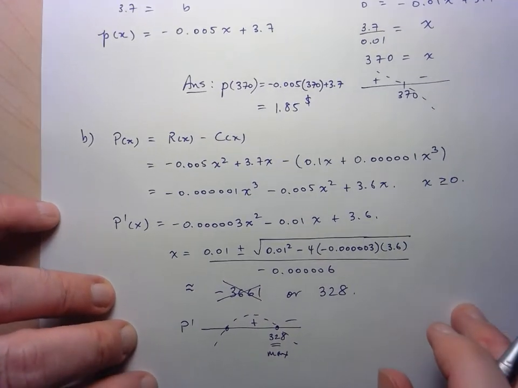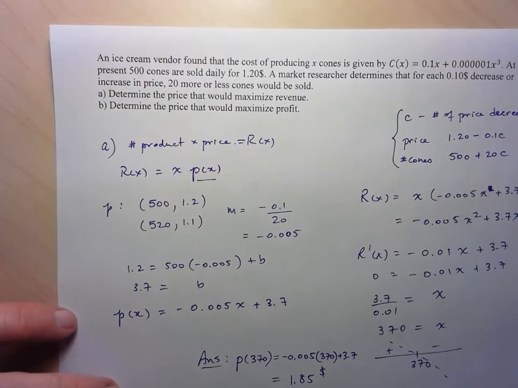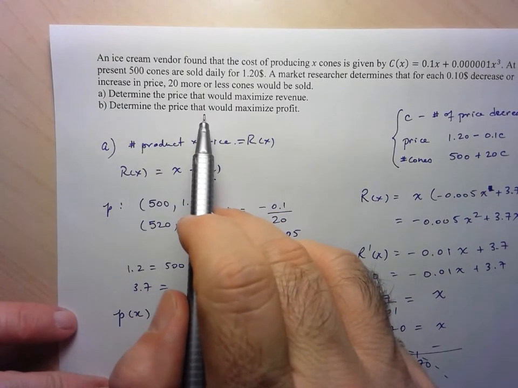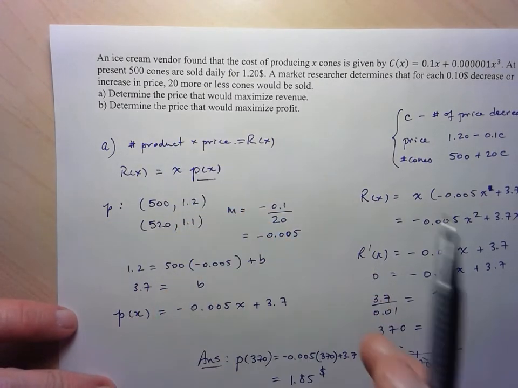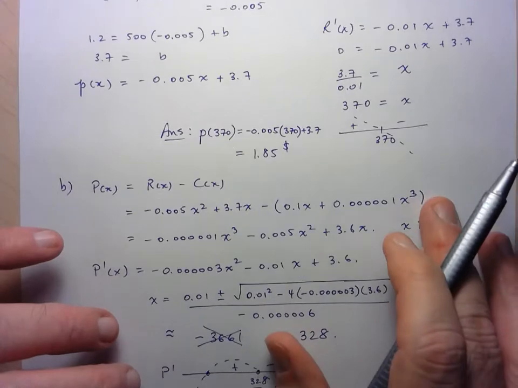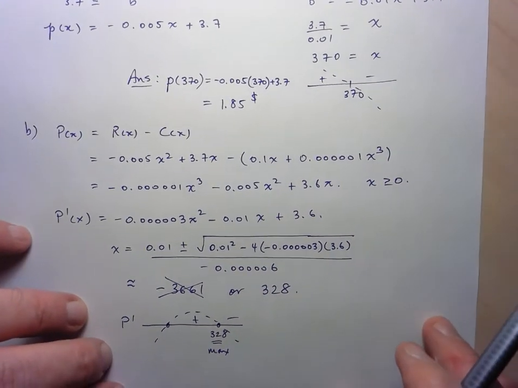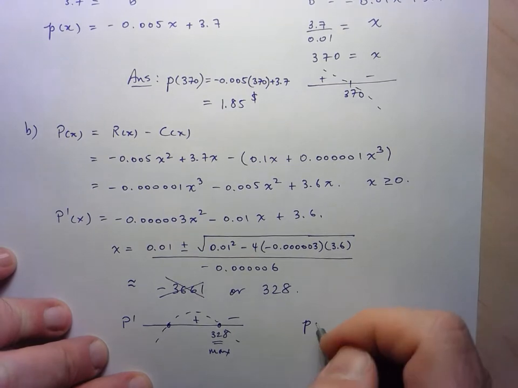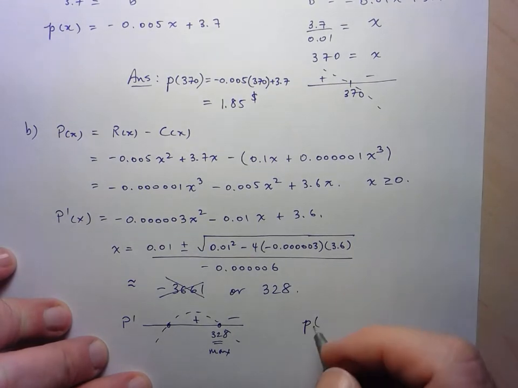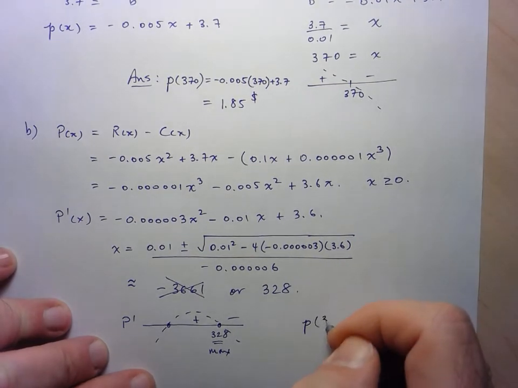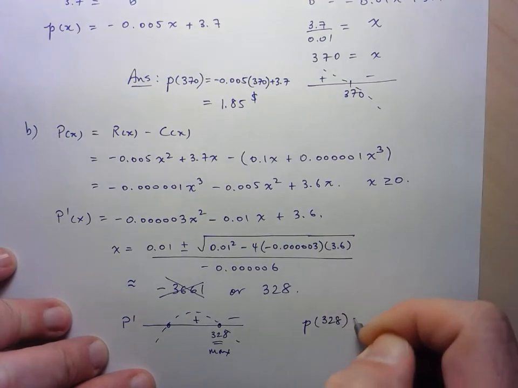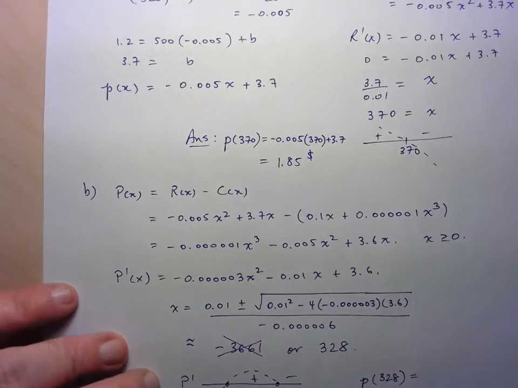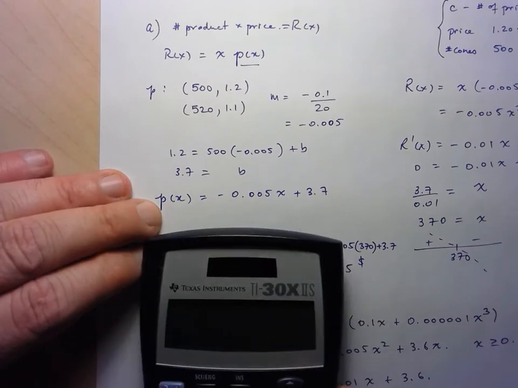Okay, but again, if we go back to our original question, they're actually looking for the price. So we needed to bring it up to 185 to maximize revenue. Let's see what happens if we want to maximize profit. So the price at 328 cones is equal to, okay, so let's go back here.